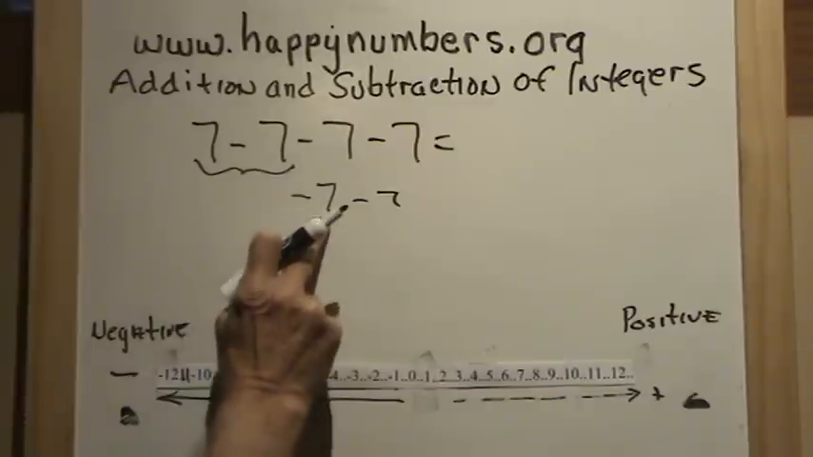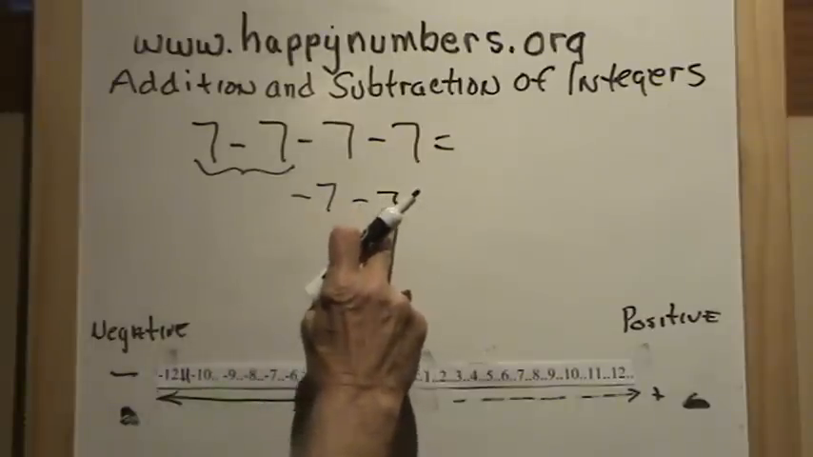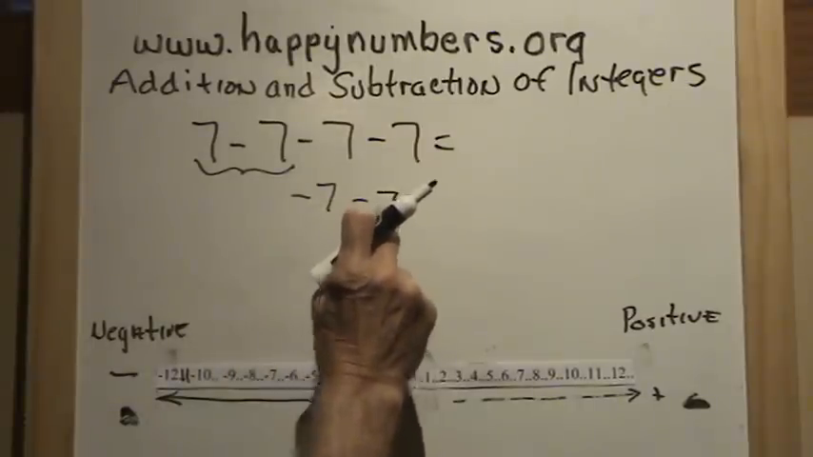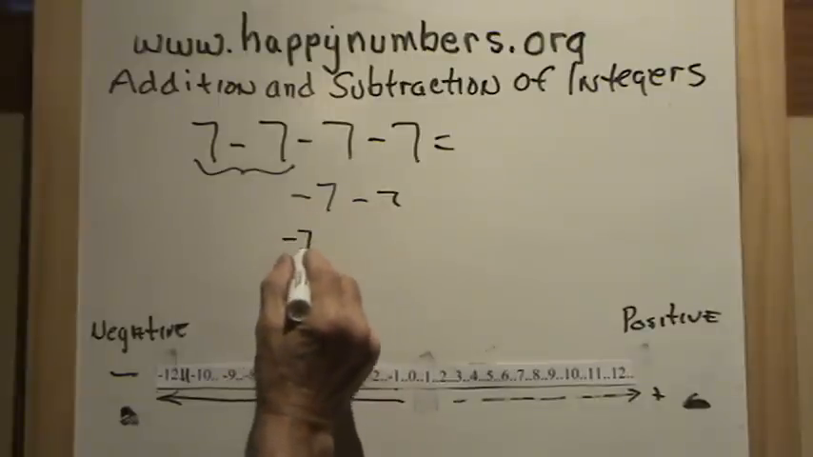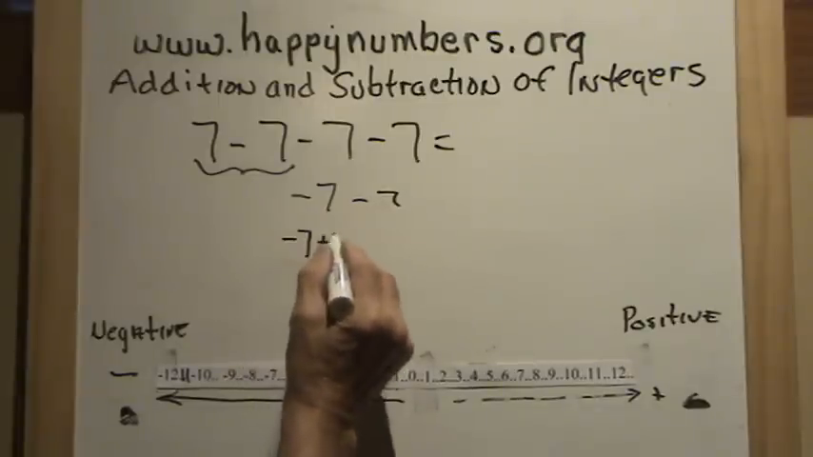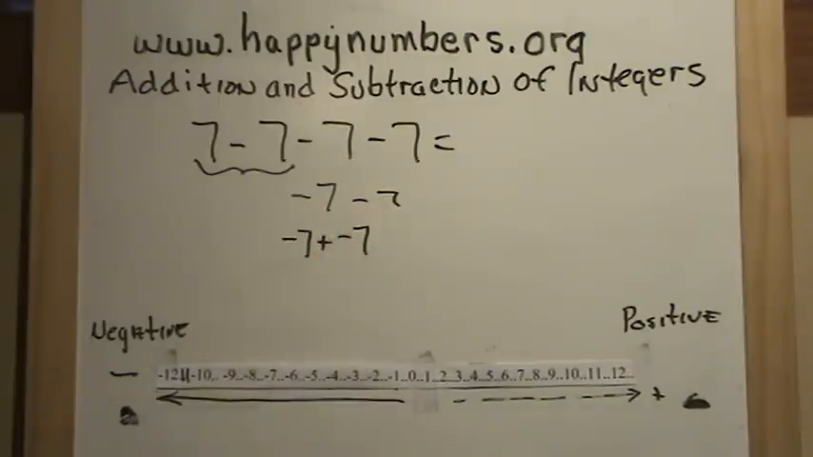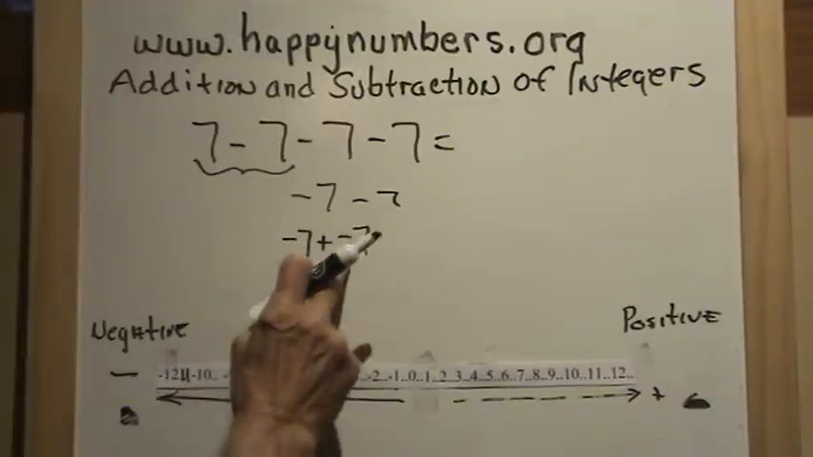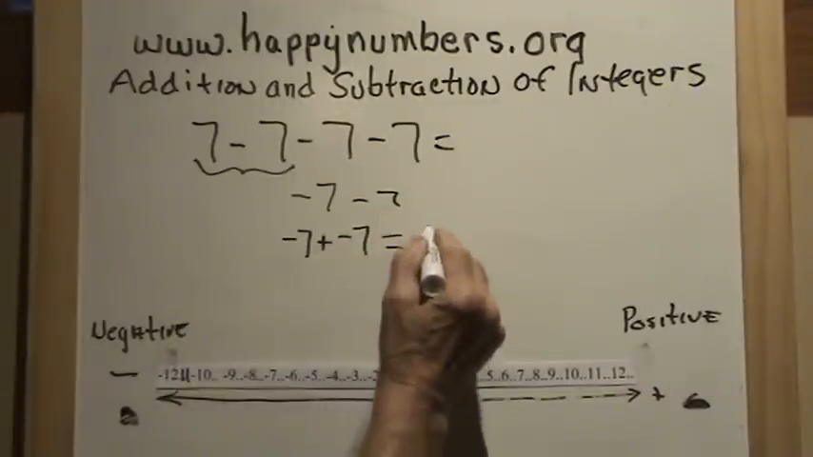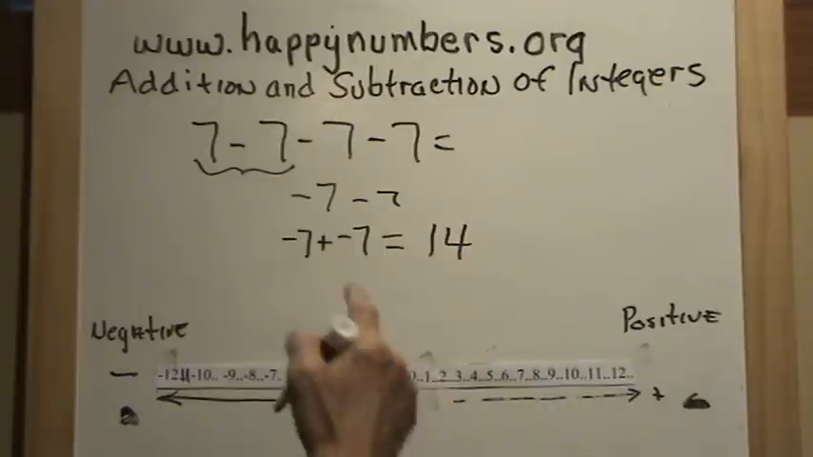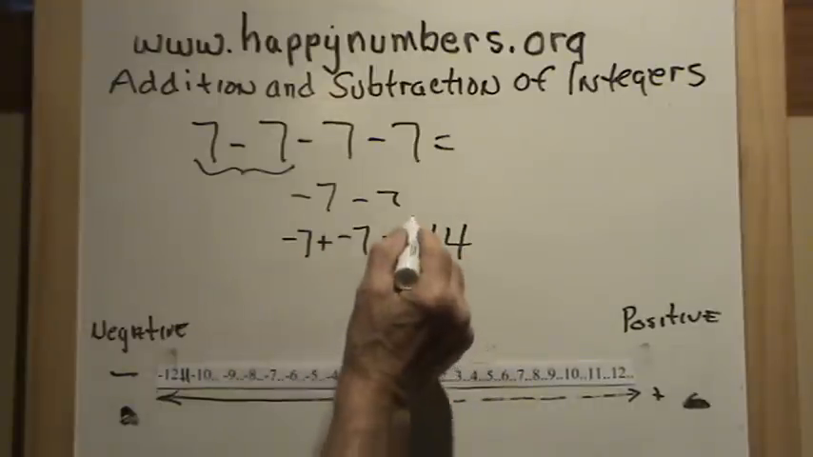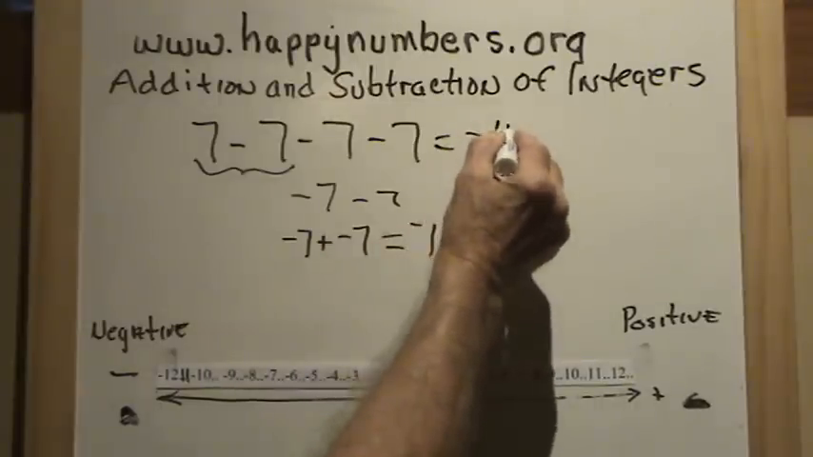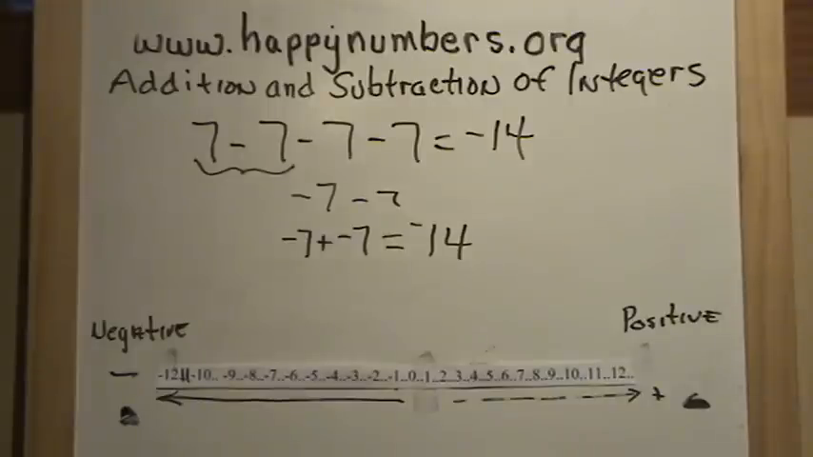So I have negative 7 minus positive 7, and I know I have to add the opposite of the second number, so it would be negative 7. Negative 7 plus negative 7, well, the signs are the same, so I just combine the two numbers and use the shared sign, and so the answer is negative 14.